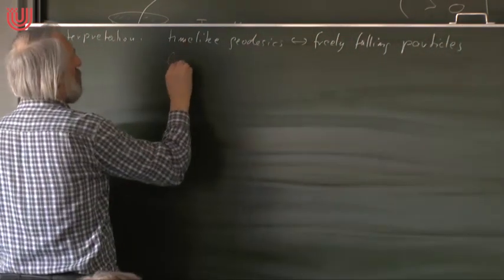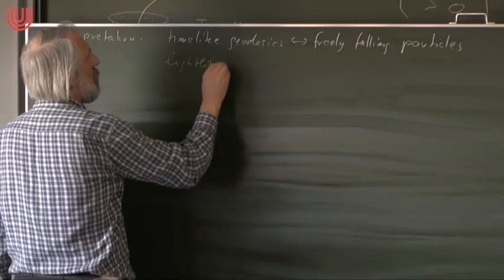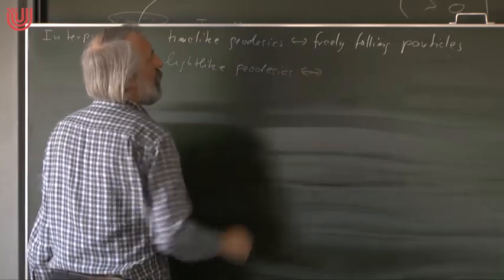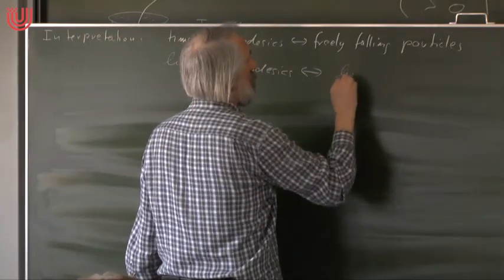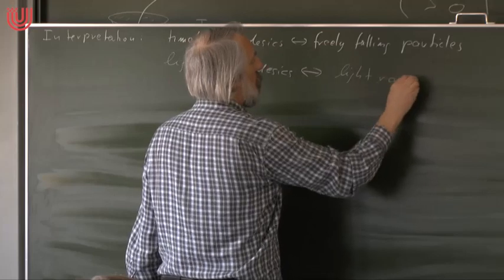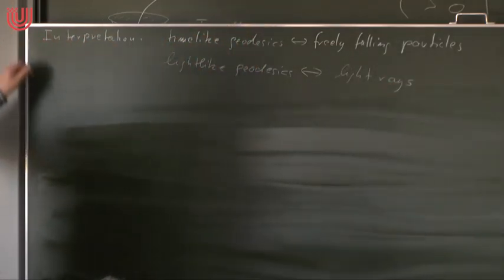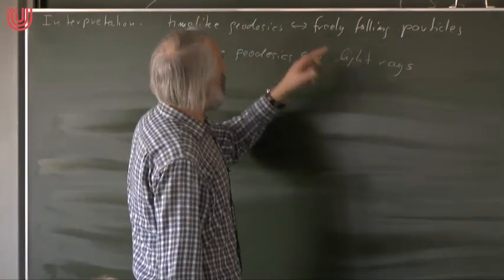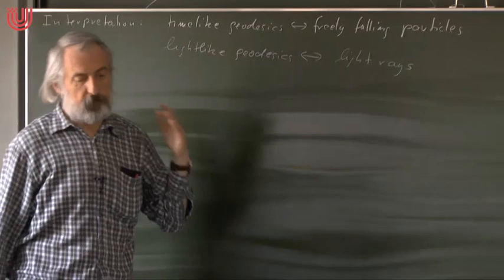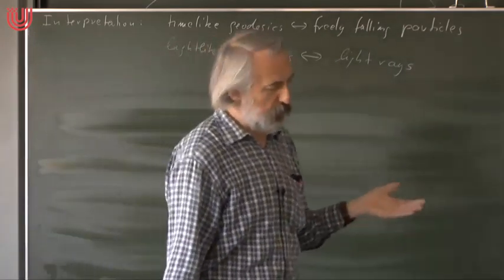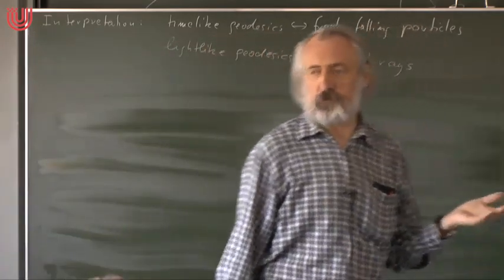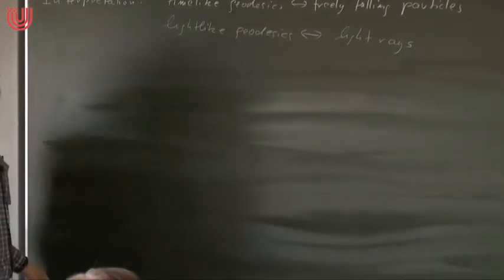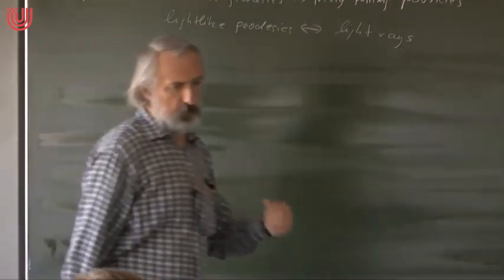And the light-like ones as light rays, or freely falling photons, if you want to put it this way. And light rays, of course, is understood also as free light rays. So if you put mirrors or lenses into the way of the light, then of course it would not move on geodesics. So it's freely propagating light. So that's an important point for the interpretation.